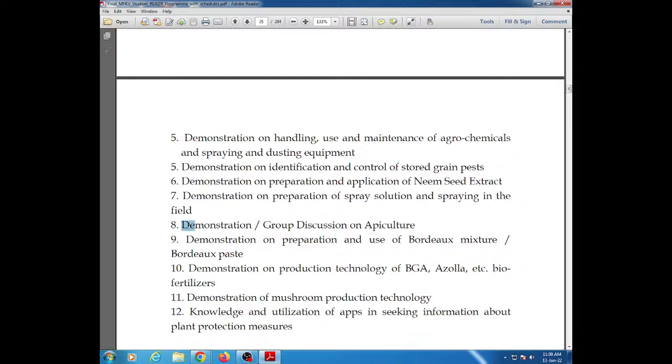Then next is the demonstration or group discussion on apiculture. For this you have to demonstrate handling of the honeybee colony or beehive in that field, if it is available there, and again have a group discussion on apiculture. All of you are aware what apiculture is and what its importance is. You should handle it with care and give the information to the farmers on apiculture.